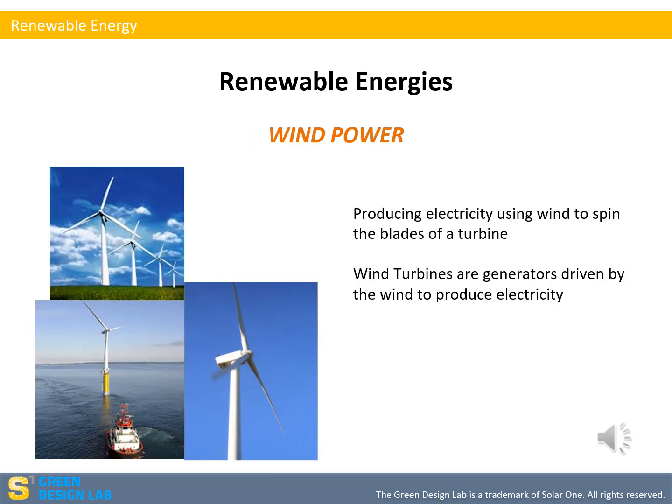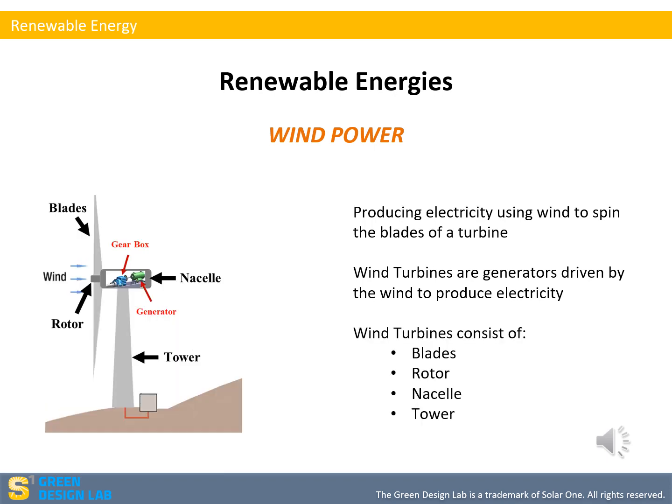Another example of renewable energy is wind power. Wind power is the process of producing electricity using wind to spin the blades of a turbine. Today's wind turbines are generators driven by the wind to produce electricity. A wind turbine consists of blades, the rotor, the nacelle, which houses the gearbox and generator, and the tower.